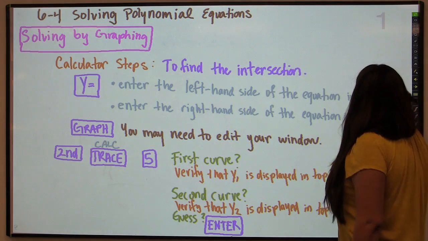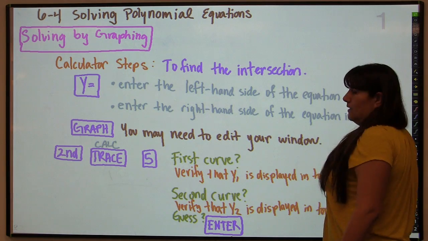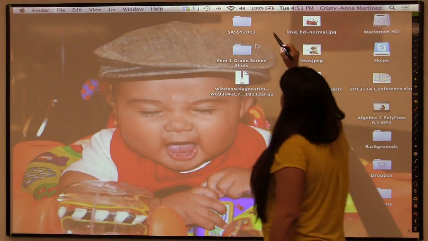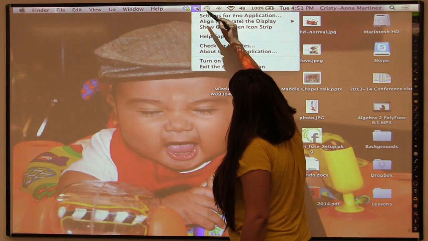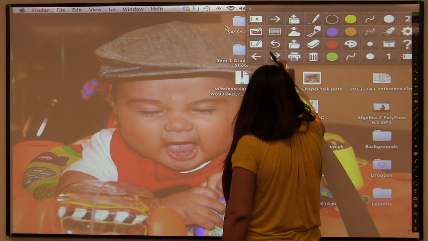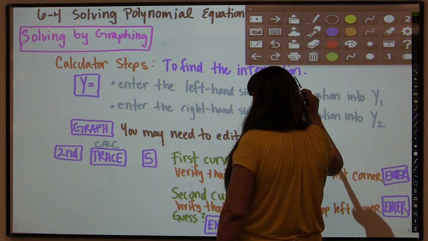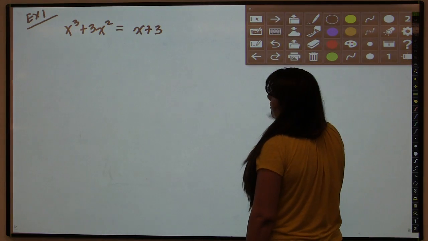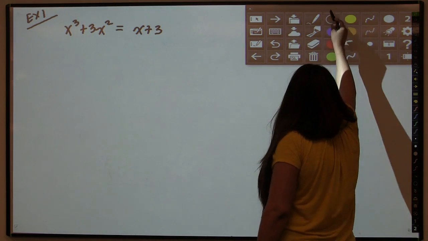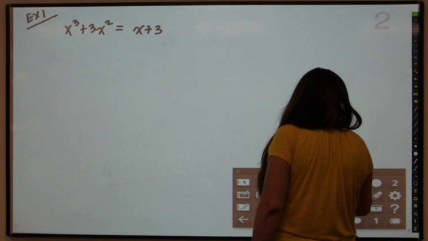So we're going to switch screens here. Let's see here. We want to go back to our board. Actually, I just did that a little too soon. We want to go here to this screen, and this is the first example we're going to be doing today.